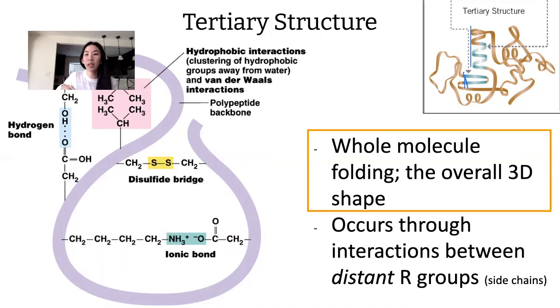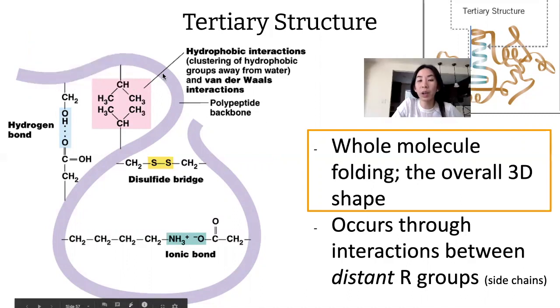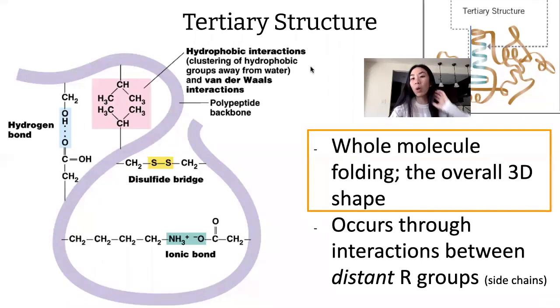So in this case, distant R groups means you have one amino acid in this area and another amino acid in another area, but their R groups can interact with each other, which causes it to fold up. This is in your textbook. So if I go too quickly here, please reread this section. With whole molecule folding, there are 4 examples of these interactions that can happen.